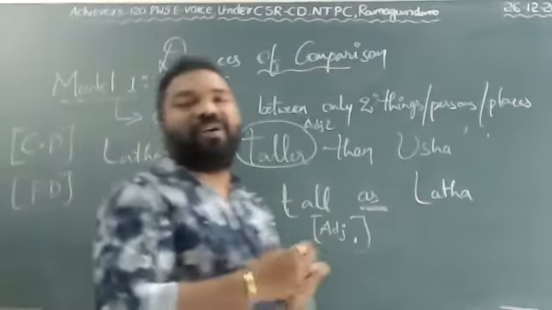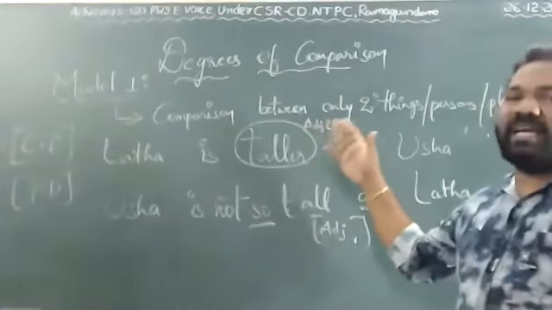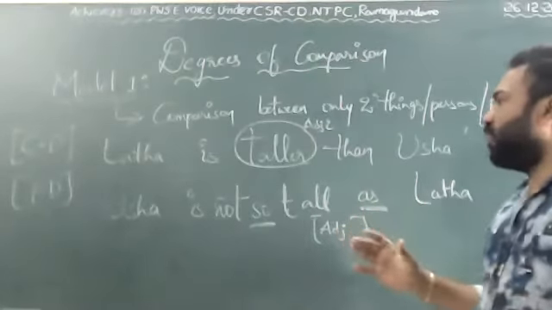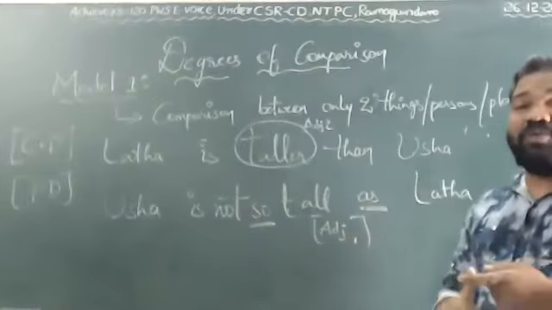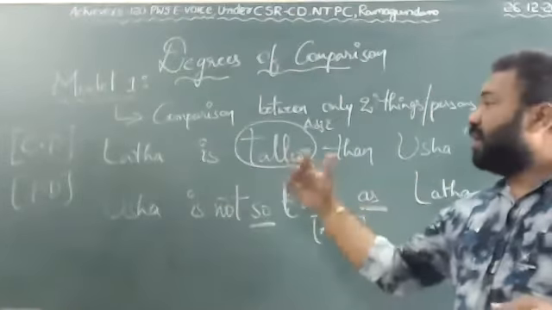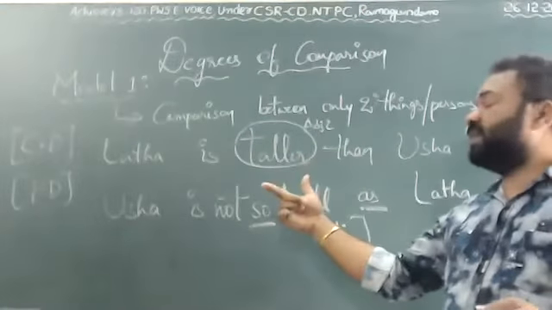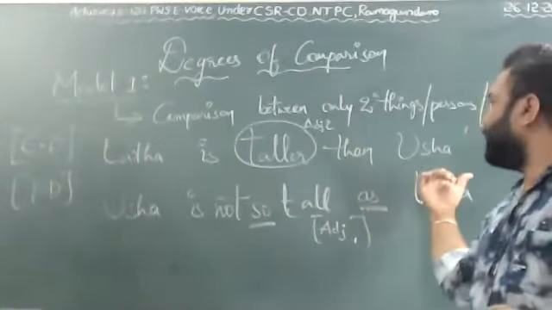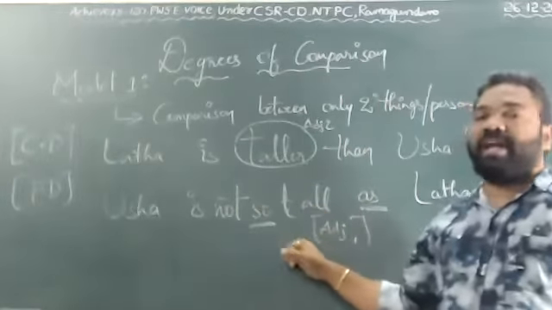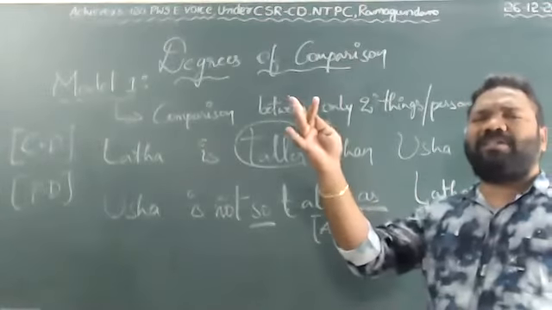This is how we have to convert a comparative degree statement into a positive degree statement. First of all, I interchanged the two persons, or places, like Lata's place and Usha's place. And for the positive degree, I have to use adjective 1: tall, taller, tallest.